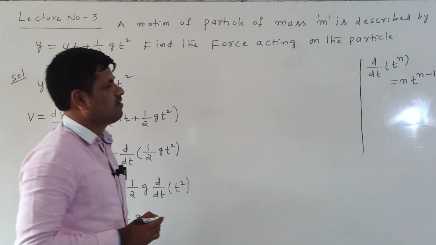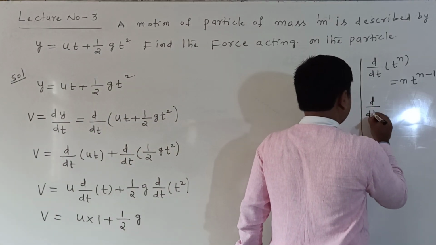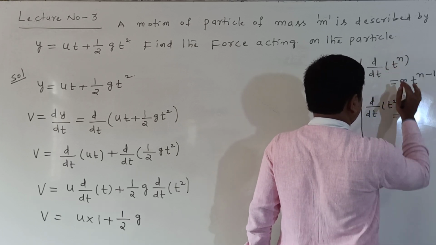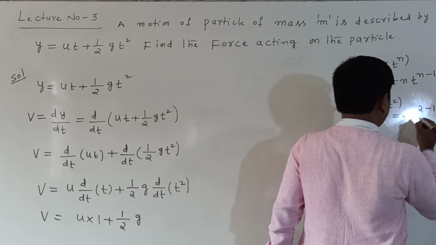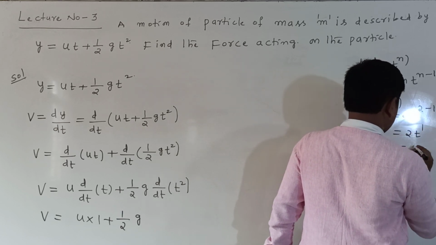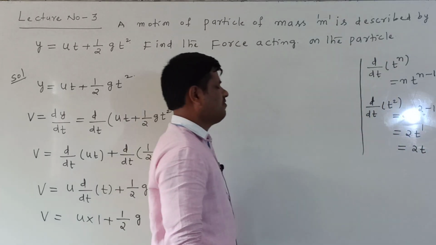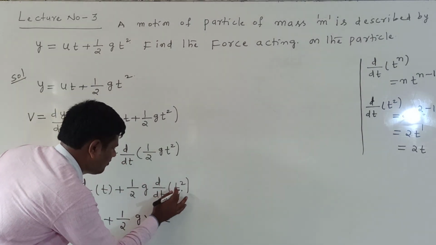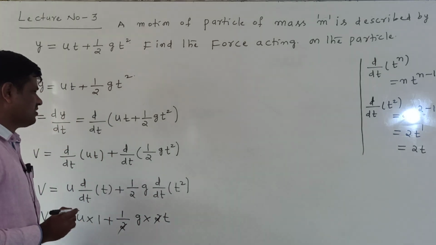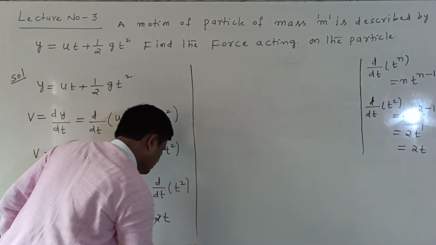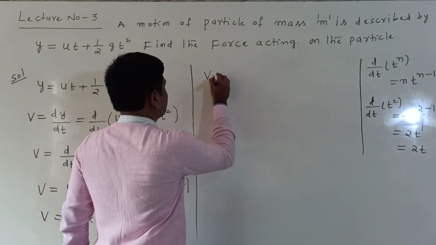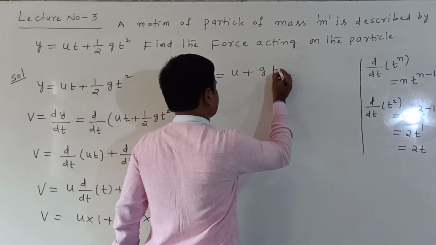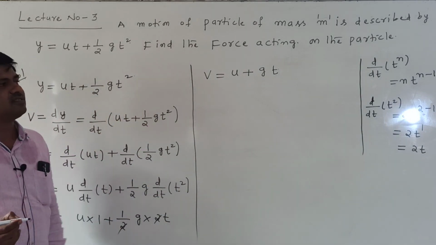Now we have to find the differentiation of t square. In place of n we write 2, so it is 2 into t to the power of 2 minus 1, which is 2t to the power 1, that is 2t. So differentiation of t square is equal to 2t. Now the half times 2t, the 2 gets cancelled. So we get v equal to u plus gt. This is the velocity.